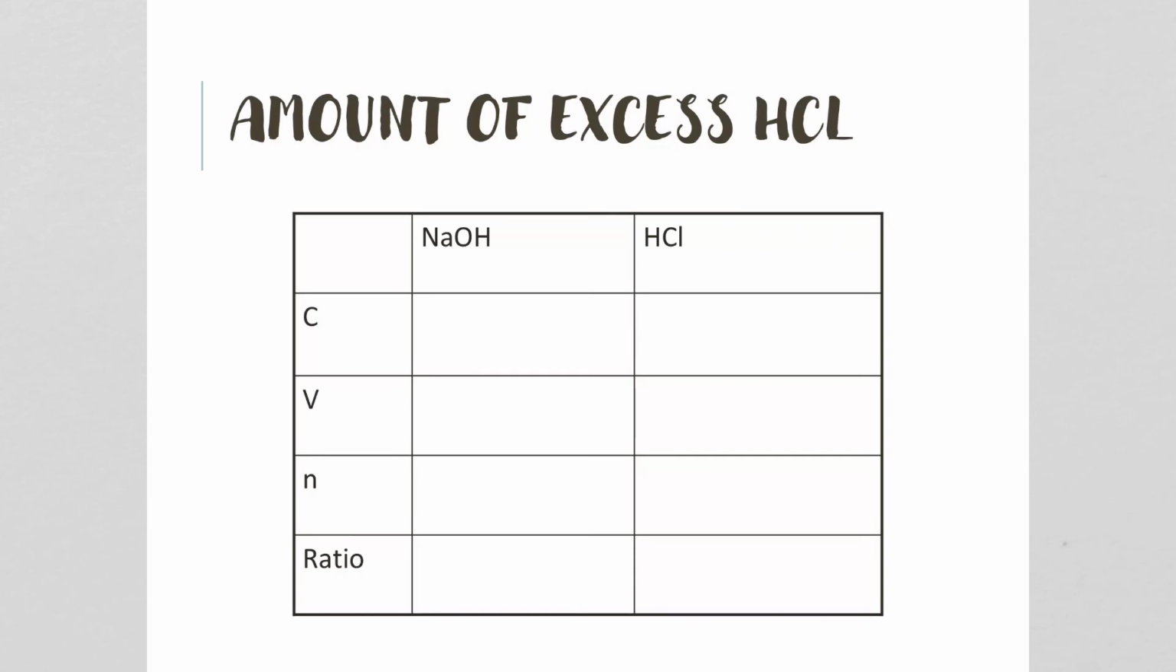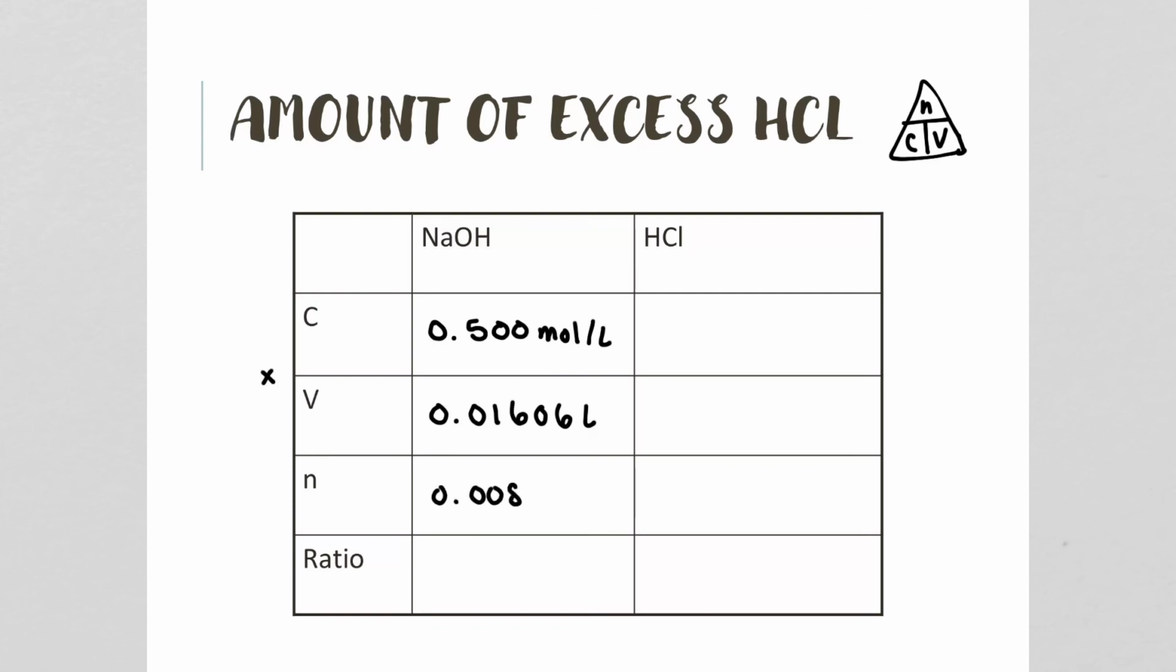So first off, we'll put our information that we know. So we know that the concentration of sodium hydroxide is 0.500 moles per liter. We know that our volume was 16.06 milliliters. That's equivalent to 0.01606 liters. So we multiply together, if we remember our concentration formula. So C equals N over V. So to find moles, it would be C times V. So that is equal to 0.00803 moles.